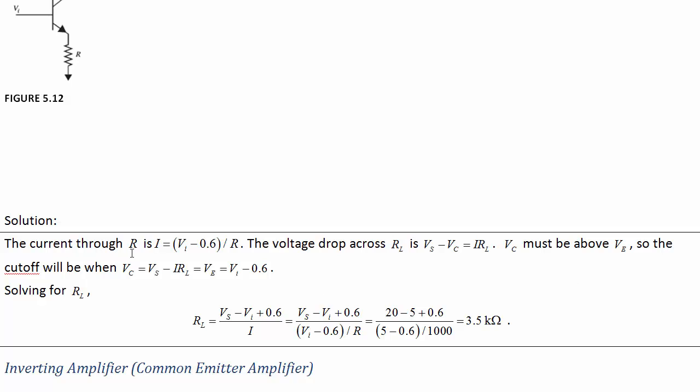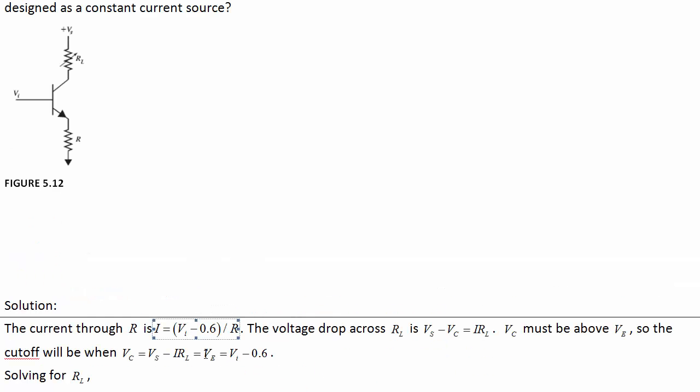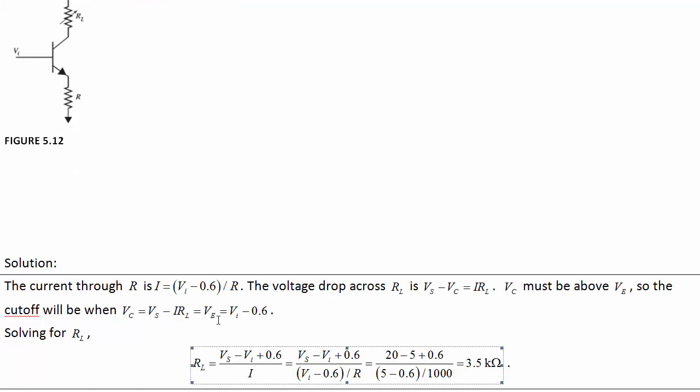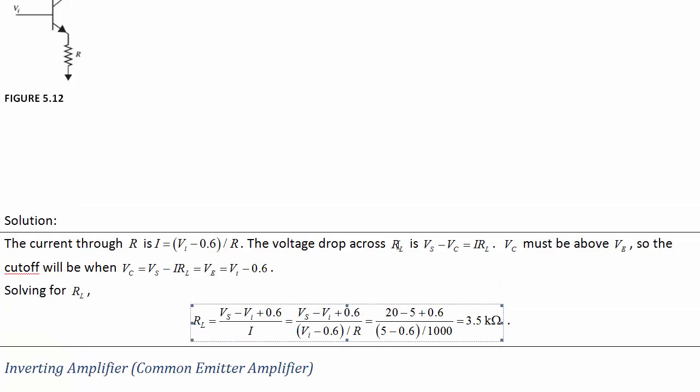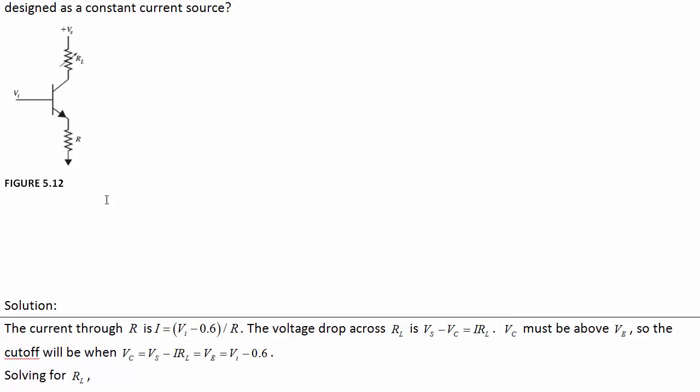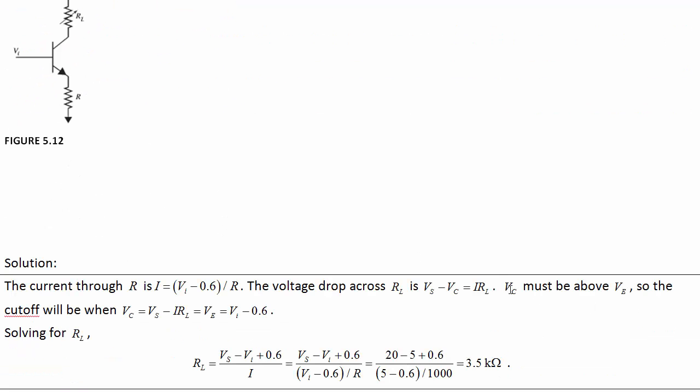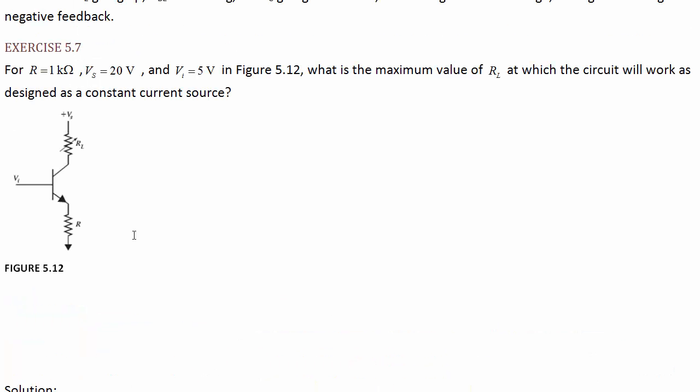Well, we can say what the current is using the voltage drop there, and the voltage drop across RL is just I times RL. VC has to be above VE for this to be working. So you can solve this set of expressions and find out RL must be no more than 3.5K. This is a maximum value for RL. If we make RL bigger than this, we're going to end up with more of a voltage drop, and that's going to lower the collector voltage to below VE, so we won't be in normal mode anymore.